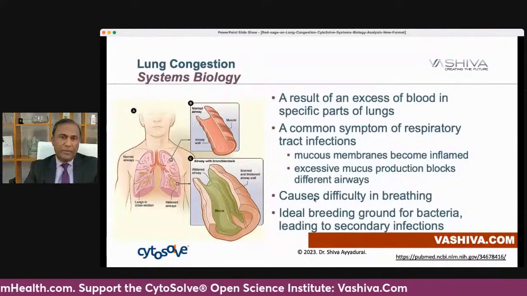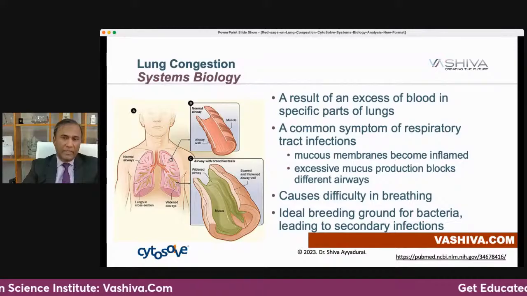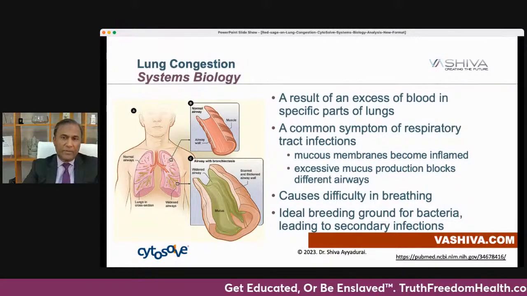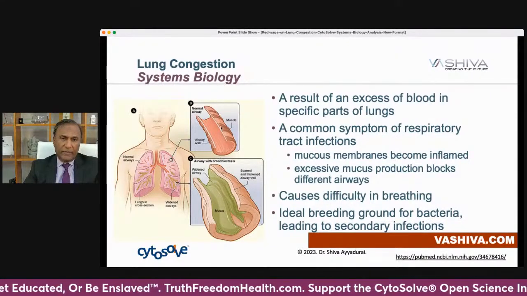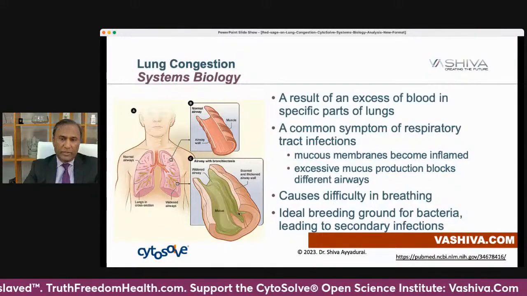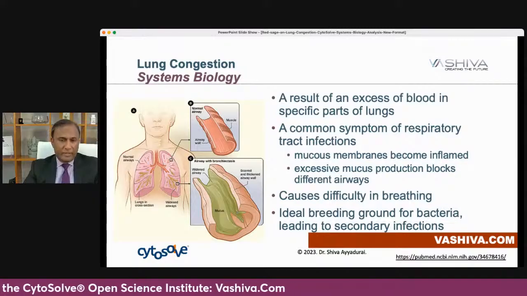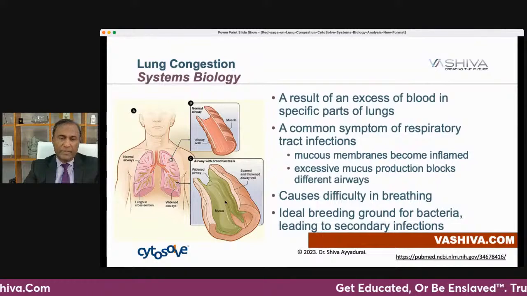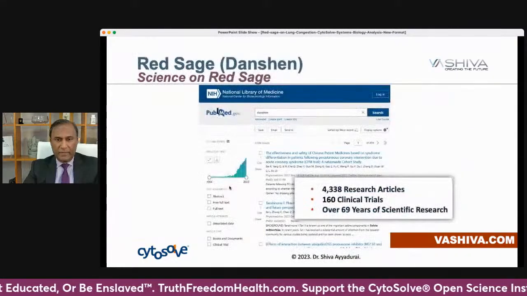Now, getting a little bit deeper into this, the reason this happens is a result of an excess of blood in specific parts of the lungs. A common symptom of respiratory tract infections when you have lung congestion is that the mucous membranes, as you notice, become inflamed from here to here. There's excessive mucus production that blocks the airways. That's why you feel awful when you have lung congestion. It causes difficulty breathing. And unfortunately, not only is the lung congestion bad with the mucus, but this also becomes a breeding ground for bacteria, leading to secondary infections. So you get the mucus, and then unfortunately, you open yourself up to secondary infections.